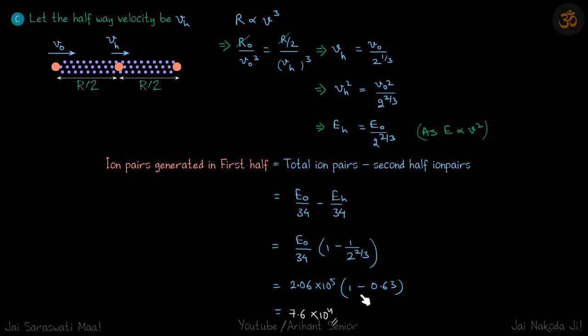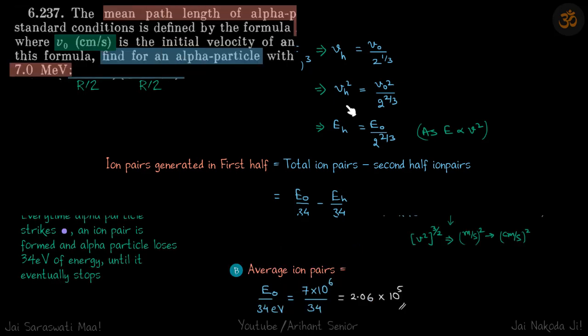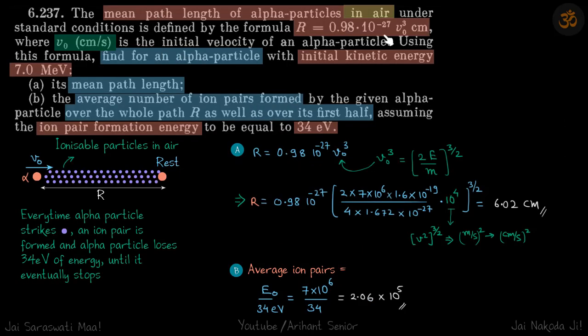Actually, quite interestingly, you can see that this fraction is less than 1. So in the first half, fewer ions are generated, and in the second half, more ions are generated, even though the velocity here is more. So like I said, I don't know why, but this formula is given to us. So that's how it works.